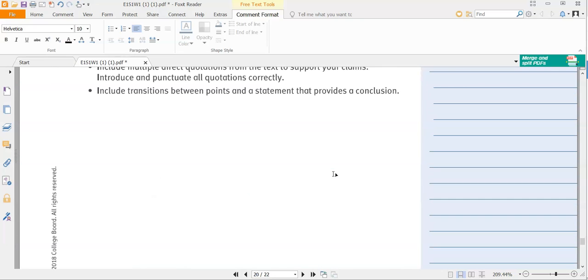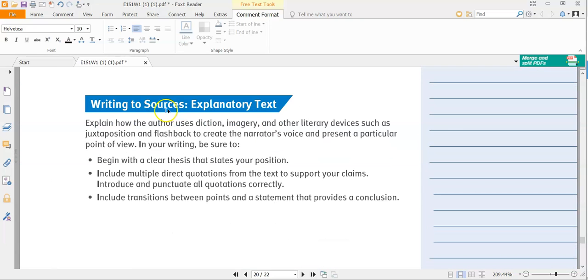Finally, for this section, we're going to explain how the author uses diction, imagery, and other literary devices such as juxtaposition and flashback to create the narrator's voice and present a particular point of view. In your writing, be sure to begin with a clear thesis that states your position. Include multiple direct quotations from the text to support your claims, introduce and punctuate all quotations correctly, and include transitions between points and a statement that provides a conclusion.